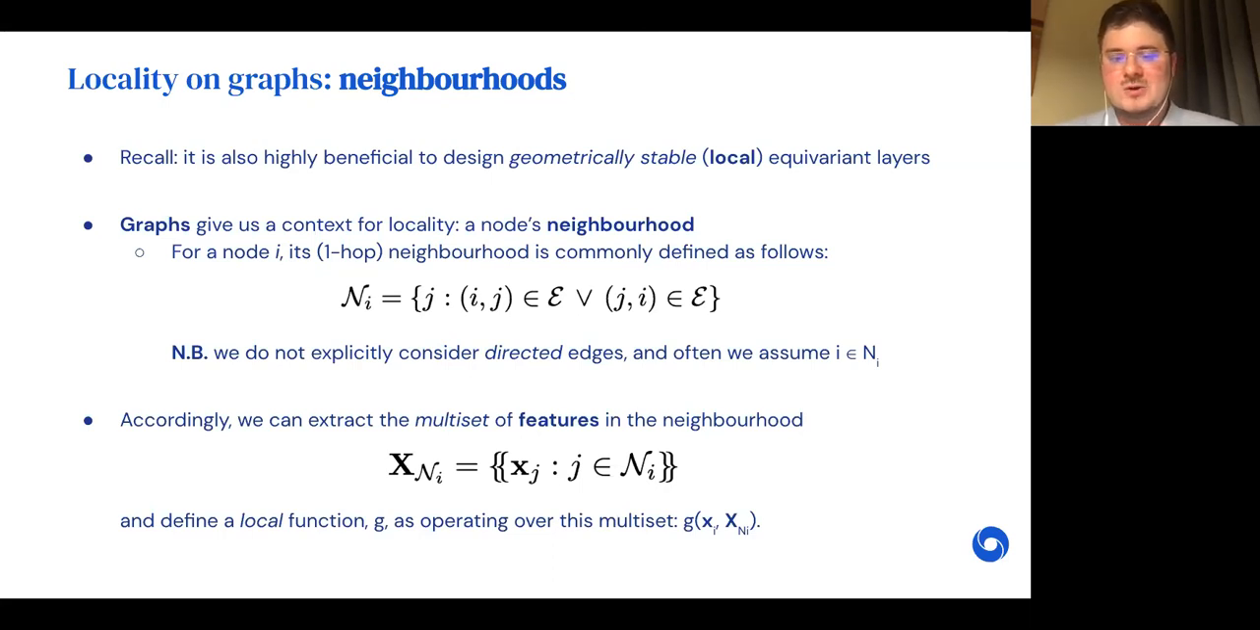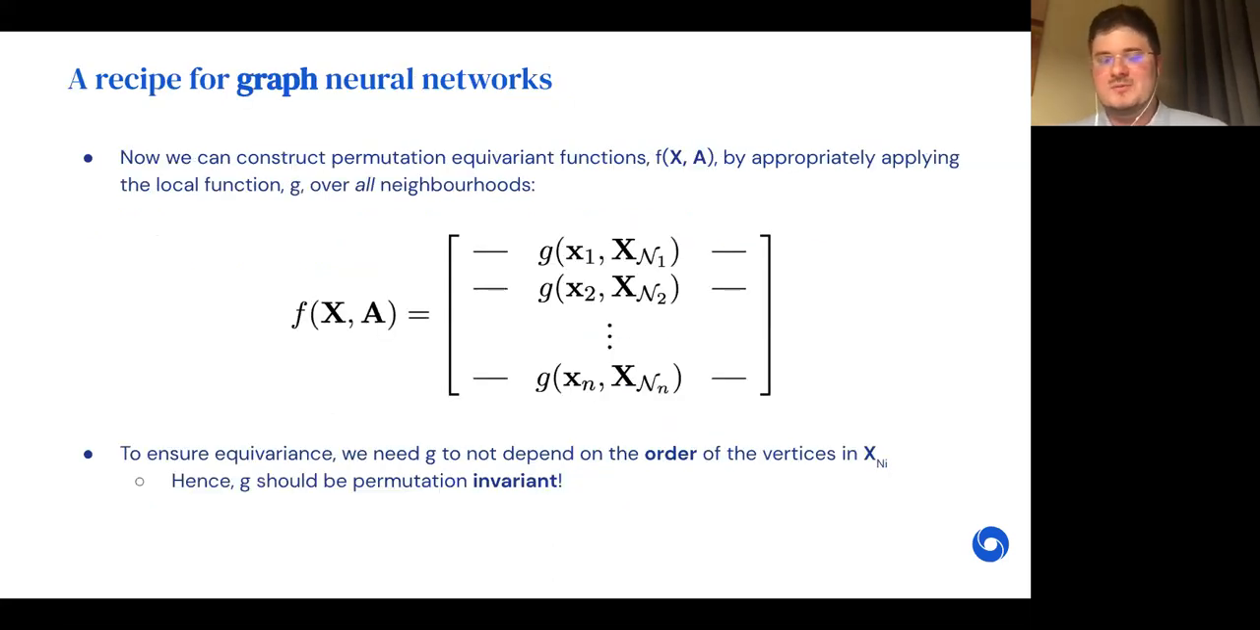And now I can define my local function g as one that operates over this particular multiset: the features of a node and all the nodes in its neighborhood. Now you can build permutation equivariant graph functions by just applying this local function over every neighborhood in isolation, as you've seen time and time again in this course. The only thing I need to make sure of, so that this F is equivariant to permutations, is that g is resistant to any order you choose to present the neighbors. So if g is permutation invariant, F will be permutation equivariant.